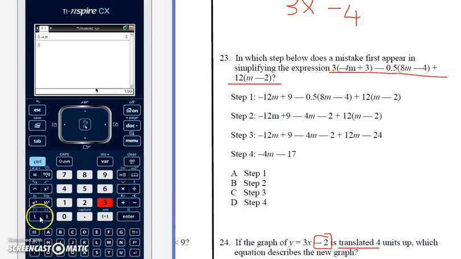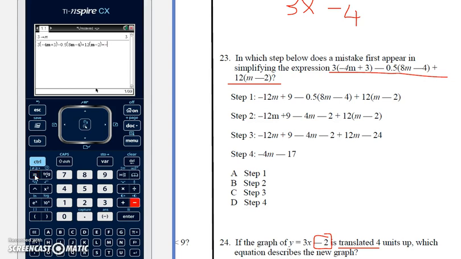So I'm going to say 3 parentheses minus 4m plus 3, close parentheses, minus 0.5, open parentheses, am minus 4, close parentheses, plus 12 parentheses m minus 2. And what I'm going to do here is say, okay, is this equal? I'm going to put the equal sign to each of my steps. Now, since they're asking me for the mistake, I'm looking for the false statement. So I'm going to put step 1.